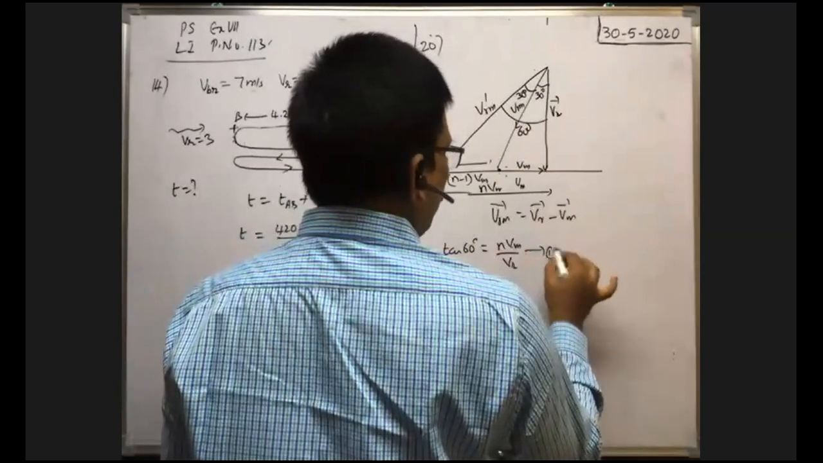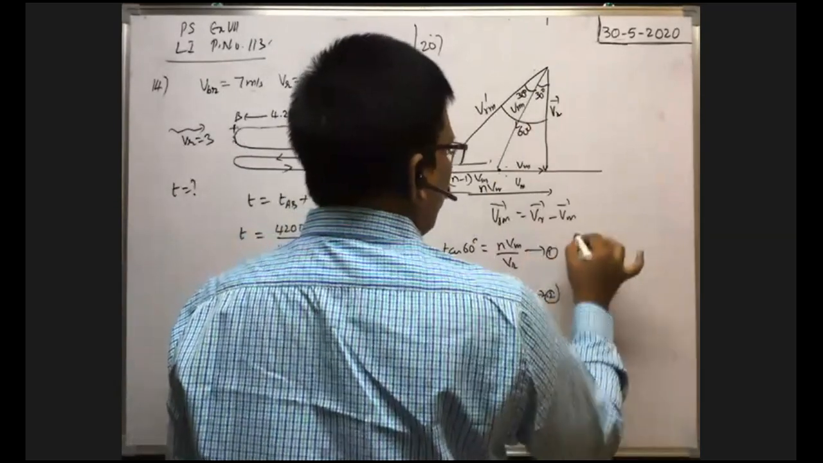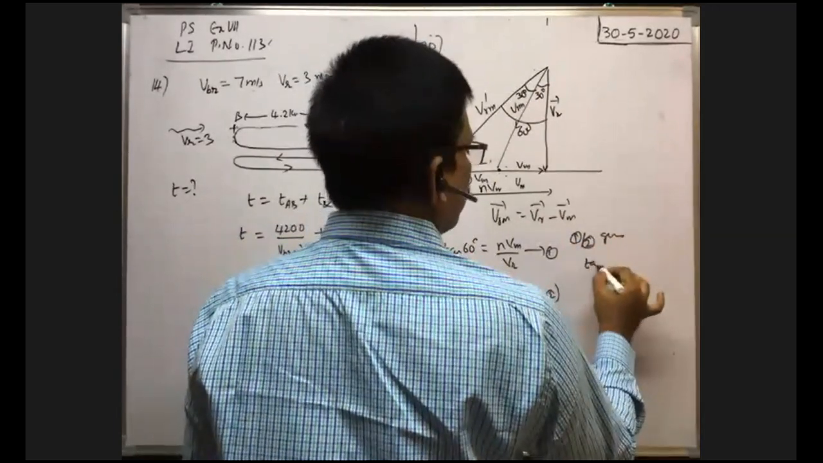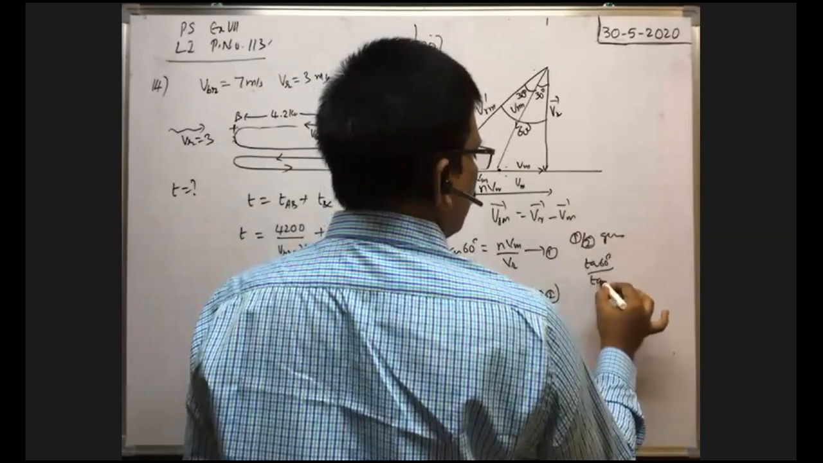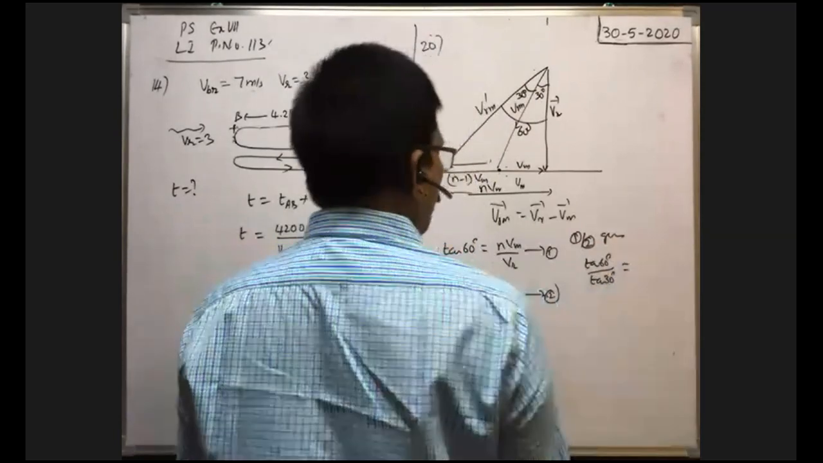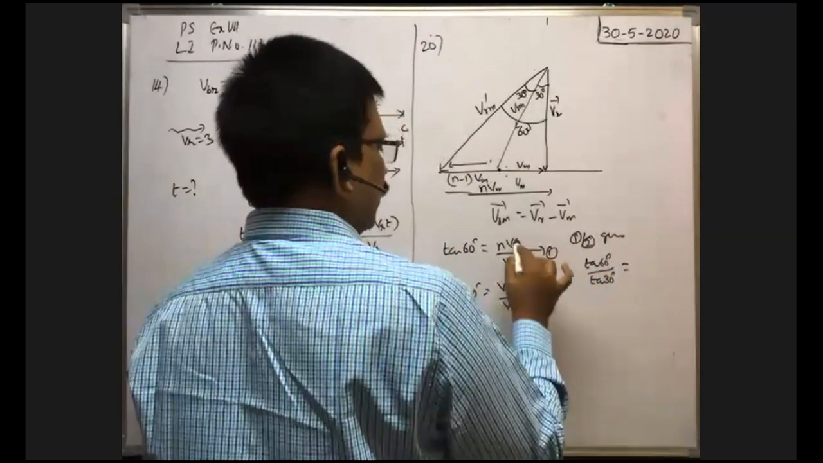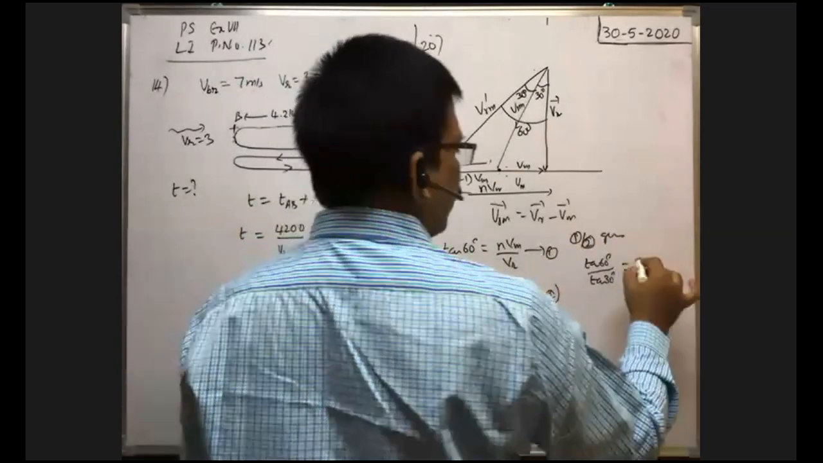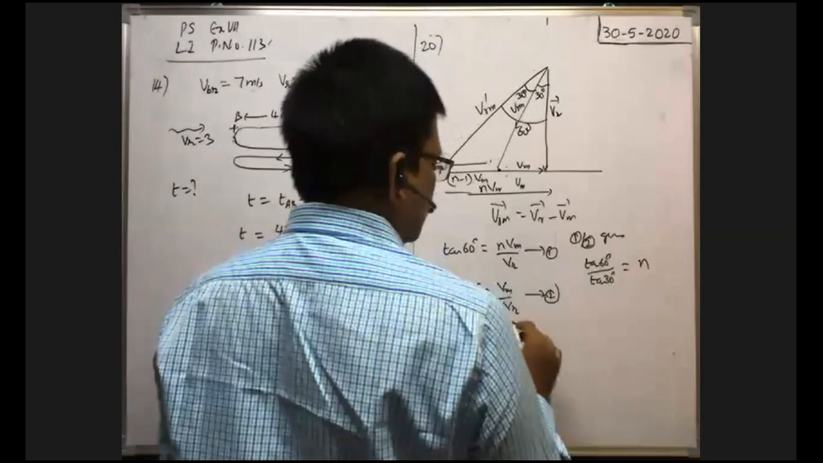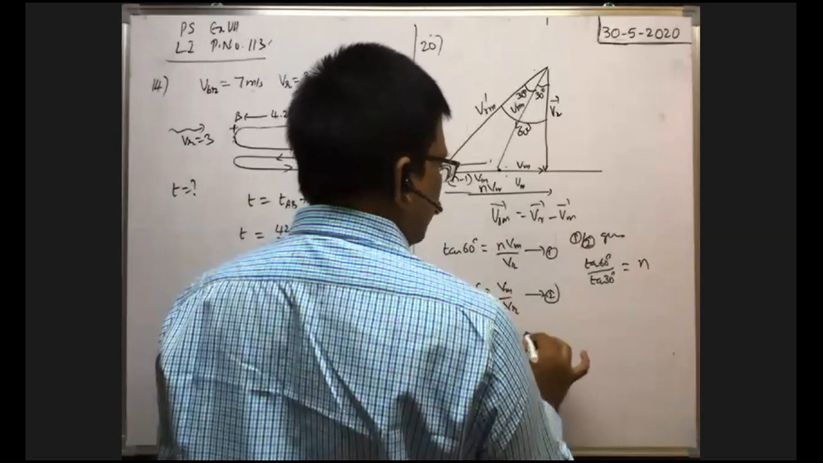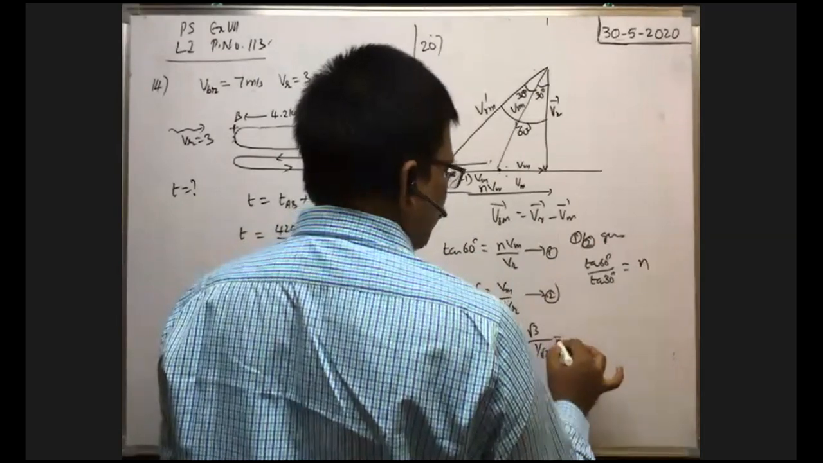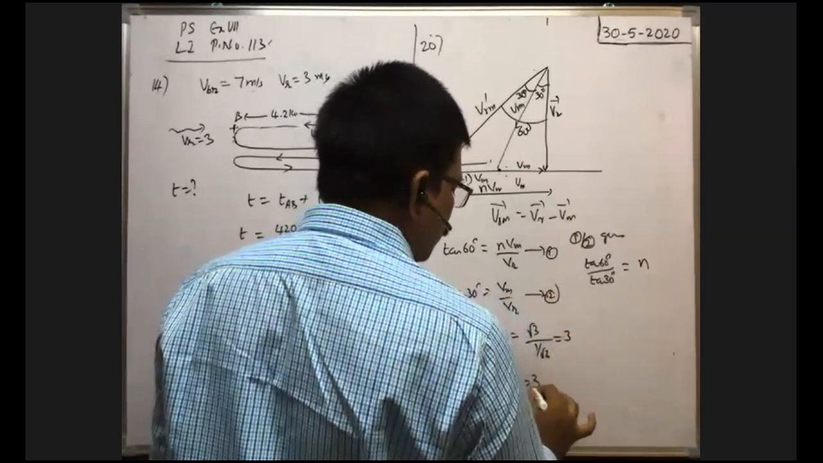This is equation 1, this is 2. 1 by 2 gives tan 60 by tan 30 is equal to n into Vm by Vr by Vm by Vr. So they cancel, so n will remain. So n is equal to how much? n is equal to tan 60, root 3, by tan 30, means 1 by root 3. That is equal to 3 only, no? So n is equal to 3 you will get.